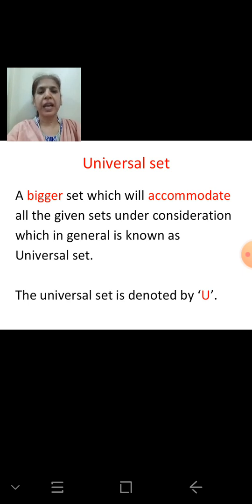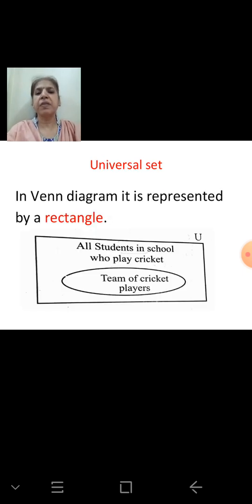How do we write it in print? Capital U is universal set. It is a bigger set which will accommodate all the given sets under consideration. And when we want to represent universal set by Venn diagram, we have to draw a rectangle for universal set.